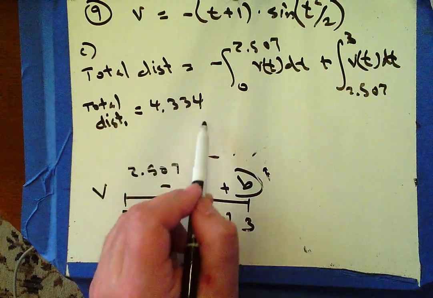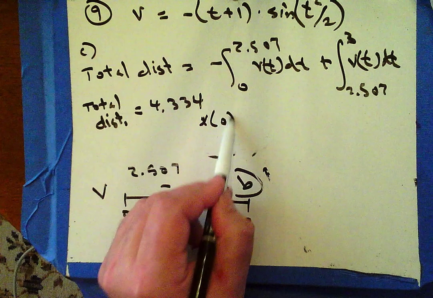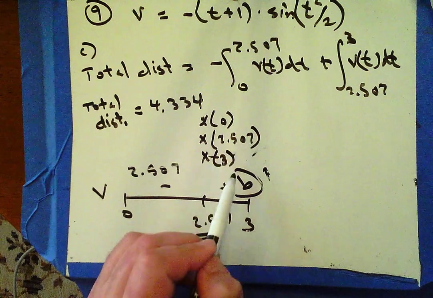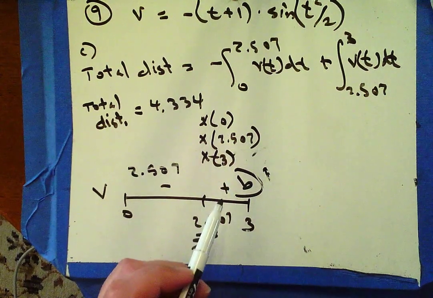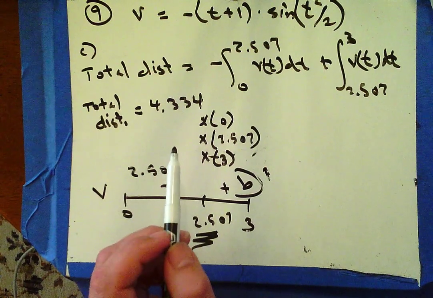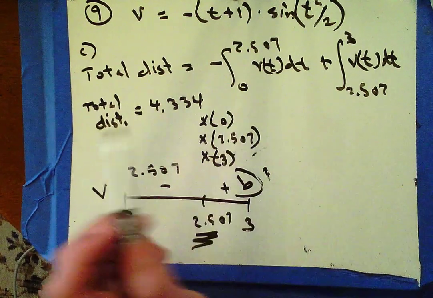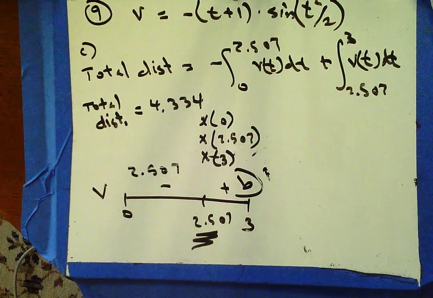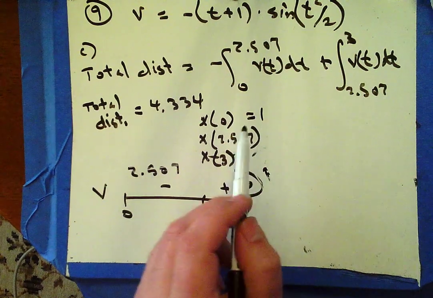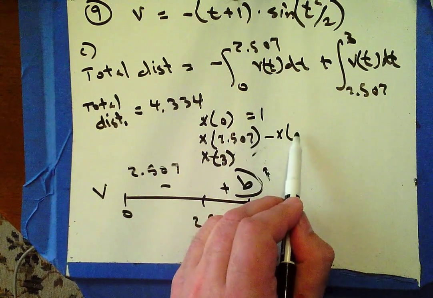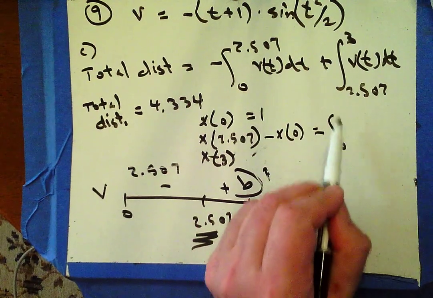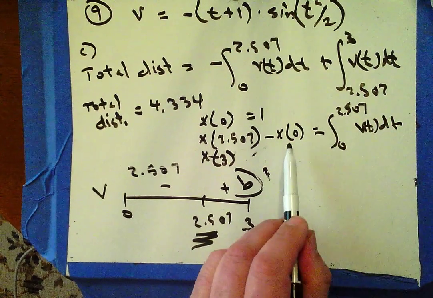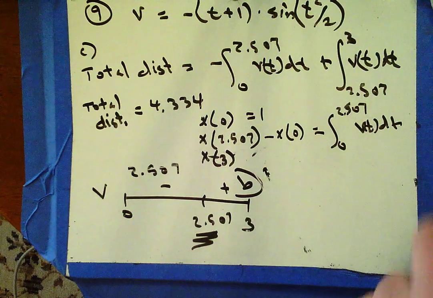And I want to say x of 0, x of 2.507, and x of 3. So I need the position at each of these times. Well, didn't they tell us the position at 0 is 1? Okay, so we know that this is 1. And this minus 0 is the integral from 0 to 2.507 of v of t dt. So if I add 1 to that integral, I'll get the position there.